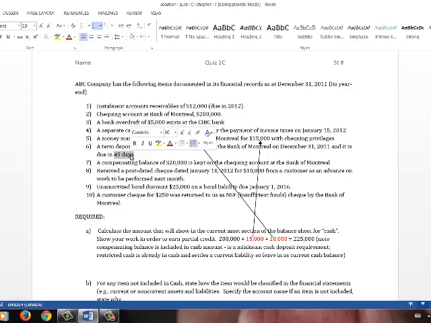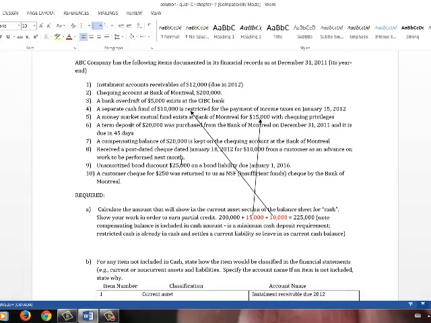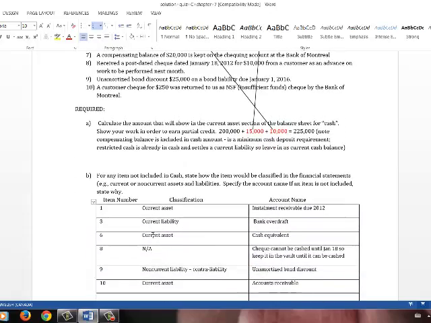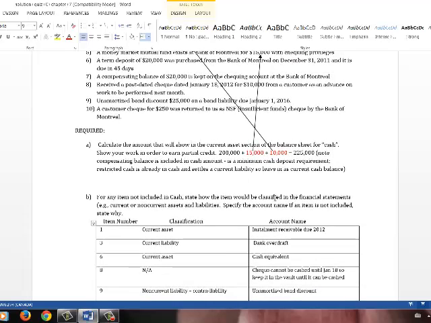Because that's within the 3-month period, we know that term deposit is going to be a cash equivalent. So now what we're going to do in item 6, we're going to say it's a current item, cash equivalent, and it's specifically a current asset because we did have to show how it would be classified in the financial statements, and it would be current asset.